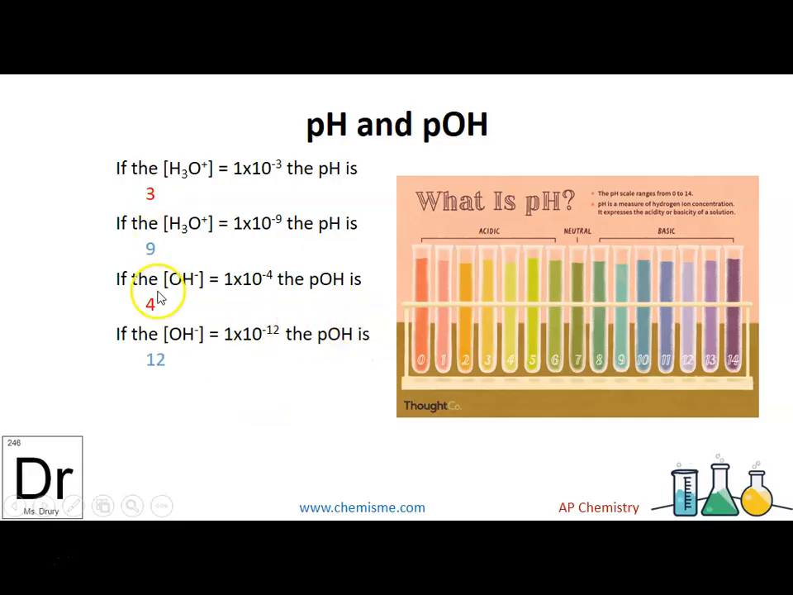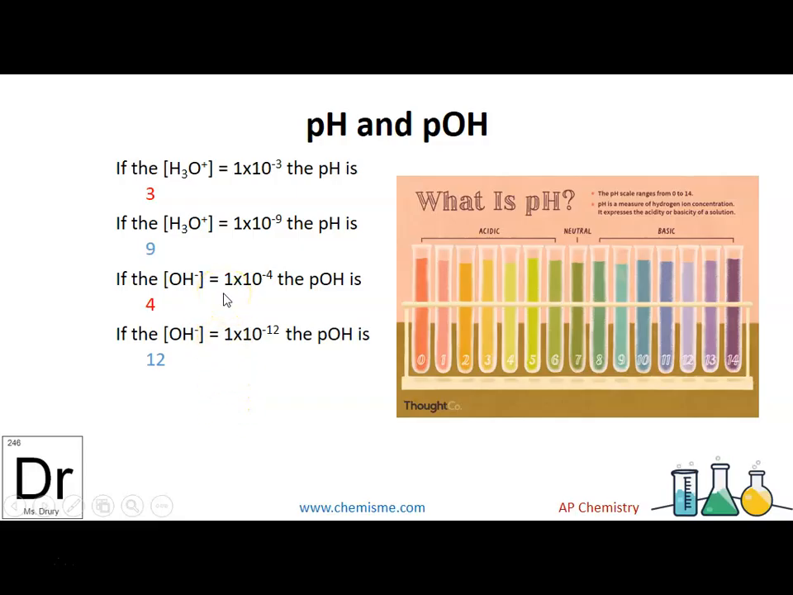Notice I colored these differently because if the power of hydrogen is lower than 7, it's an acid. And if the power of hydrogen is higher than 7, it's a base. I think I actually colored these wrong. We'll get back to that in a little bit. Well, I'll talk about it now.